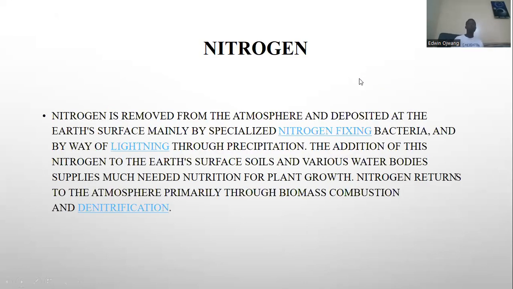The atmosphere is comprised of various gases, and one of its components is nitrogen. Nitrogen is removed from the atmosphere and deposited at the Earth's surface mainly by specialized nitrogen-fixing bacteria and lightning through precipitation. The addition of this nitrogen to the Earth's surface, soils, and various water bodies supplies much needed nutrition for plant growth. Nitrogen returns to the atmosphere primarily through biomass combustion and denitrification.